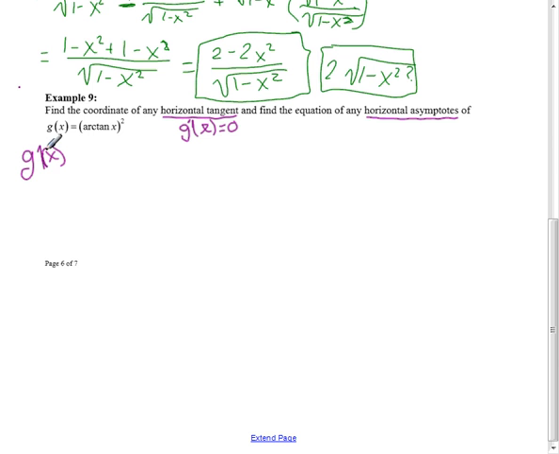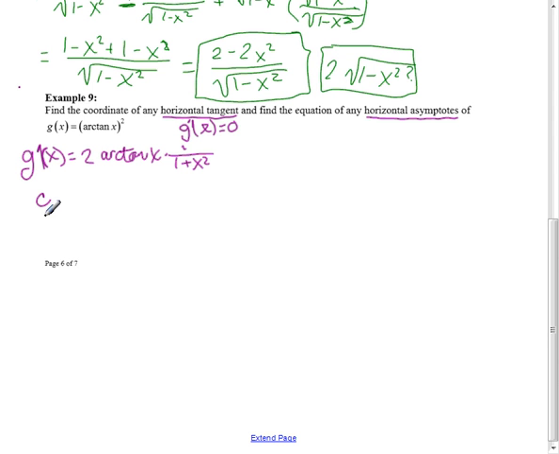Alright, so that says g prime of x equals 2 times arctan of x, times the derivative of arctan of x, or inverse tangent. That's 1 over 1 plus x squared. That one's not too hard to remember. If you don't know it, make sure you memorize it. Alright, so there's our derivative.